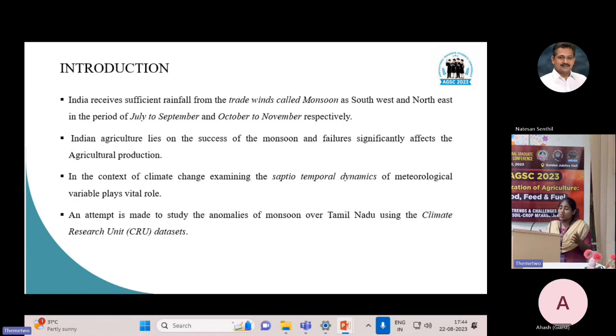Monsoon plays a major role in the success and failure of agricultural productivity. In the context of climate change, the pattern of rainfall distribution varies both spatially and temporally in both monsoons. Here we have taken an initial step, a preliminary study, using data from the Climate Research Unit, which is one of the data sets. We have many data sets like IMD observed data, Aphrodite and CMIP6 data. Now we have taken the Climate Research Unit data set for our study.